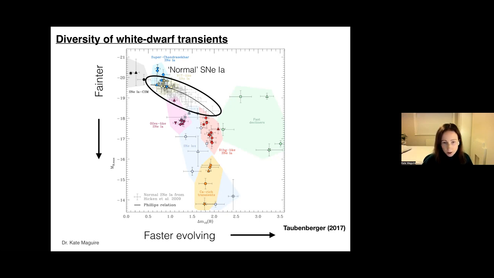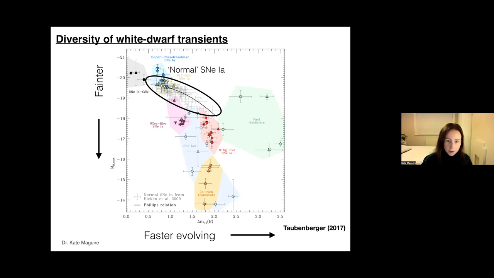And so one of the key things we want to do is to match up some of these different types of events that we've put into these classes based on their similarities, and try and match these to the explosion scenarios and the companion stars that are involved.